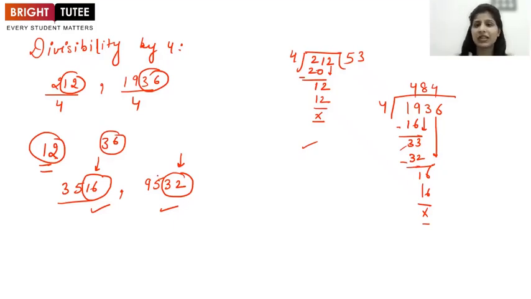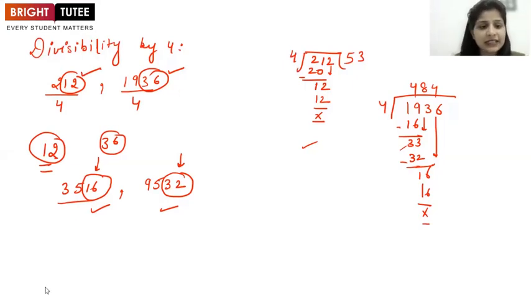You just have to focus on the last two digits, that's the ones and tens place. If the number that is formed by these two digits is divisible by 4, we say the complete number, let it be of how many digits, is going to be divisible by 4. So what is the divisibility rule of 4? The number formed by the last two digits, if it is a multiple of 4 or exactly divisible by 4, then we say the number which is given to us would be divisible by 4. So this is the divisibility rule of 4.